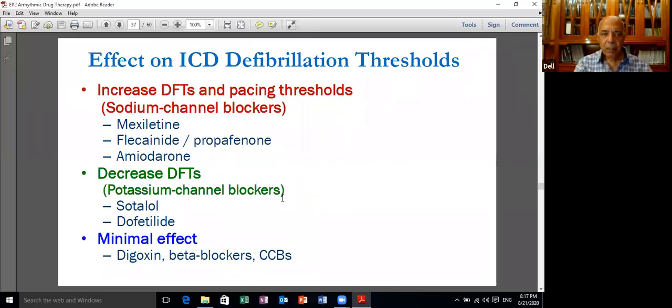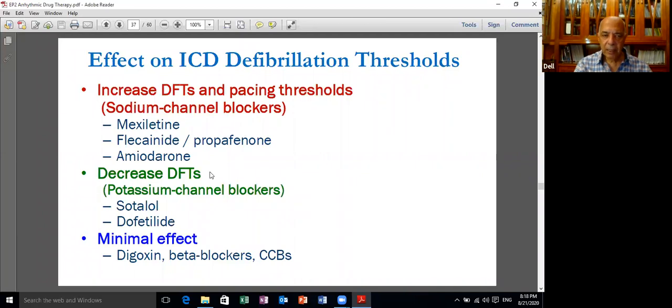Now, it's important to know the interaction between ICD defibrillation threshold as well as the drugs. You can remember it as follows. If you consider defibrillation as a depolarization phenomenon, then anything that blocks phase 0, which is class 1 antiarrhythmic drugs, will elevate the defibrillation threshold, will not allow defibrillation to occur because it's blocking the sodium channel. So actually, all the class 1 antiarrhythmic drugs plus amiodarone increase the defibrillation threshold.